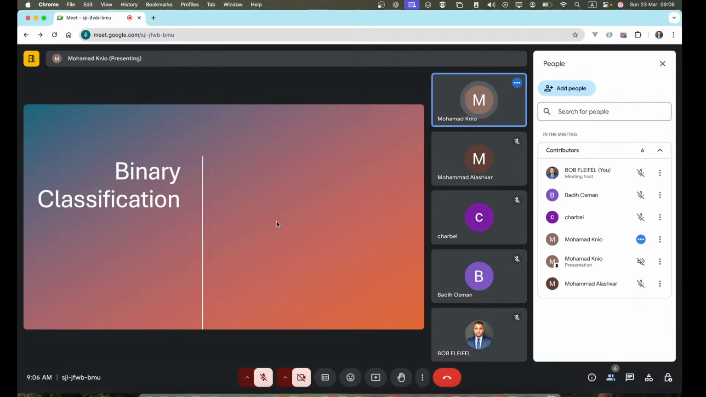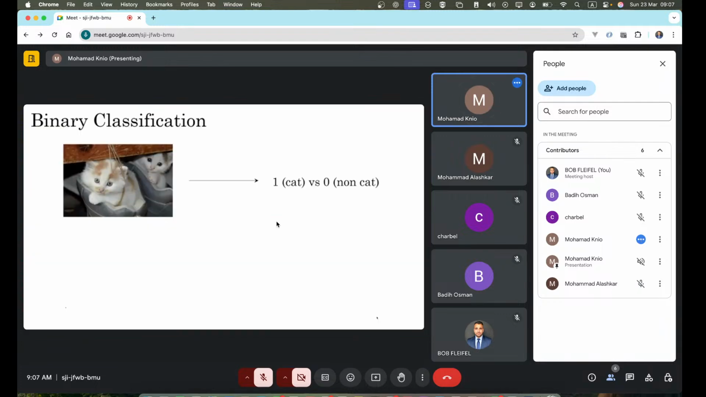So logistic regression is an algorithm for binary classification, and here's an example where for a logistic regression problem, we have an image that we'd like to recognize if it is a cat or not. So for the binary classification, we have two possible outputs. It's either 1 or 0.